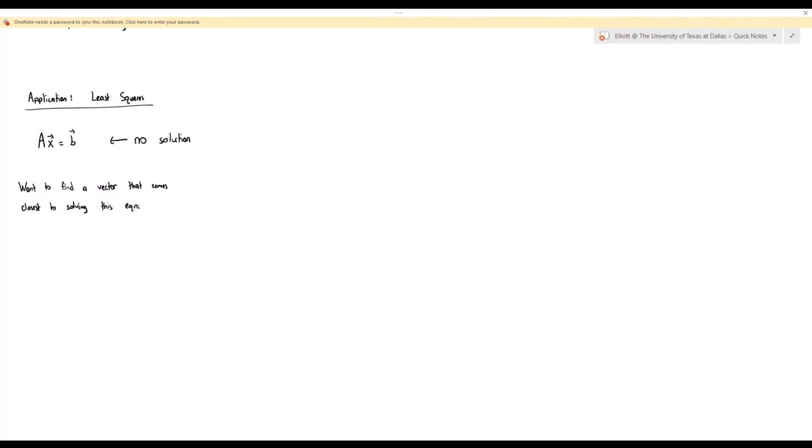Yeah, so there could be errors in those measurement numbers, which leads to having no solution. But you kind of expect there should be a solution, so you still want to try to solve it, okay? So let me draw a picture to illustrate what's going on.